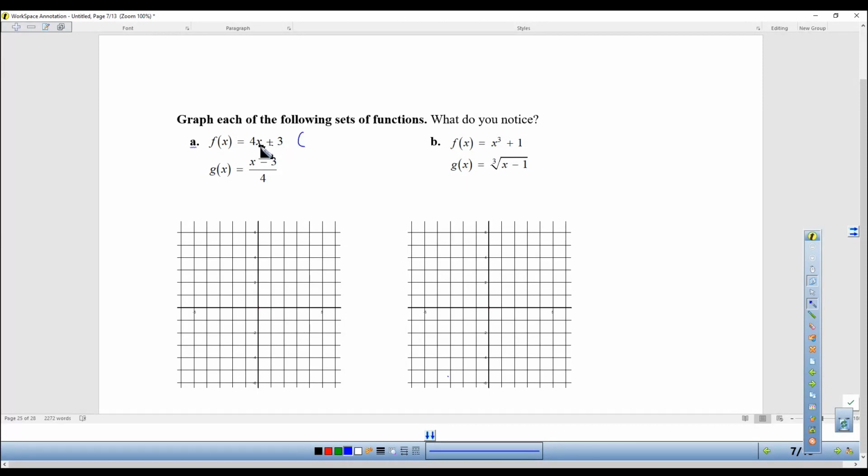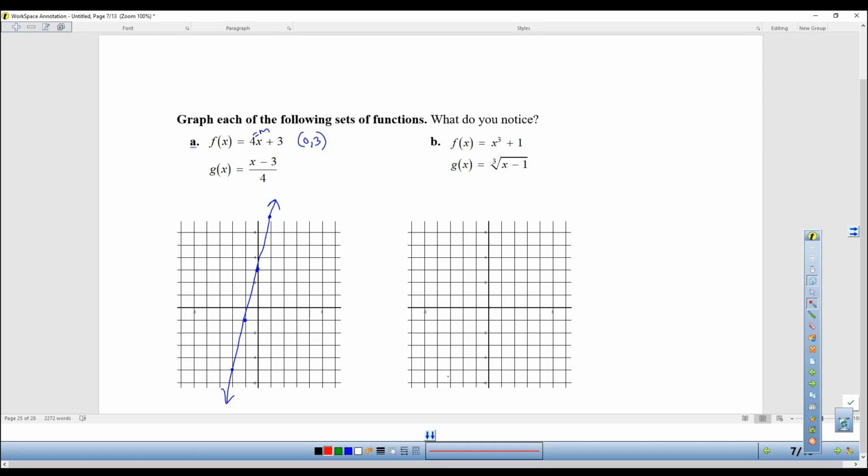So this is a line. Its y-intercept when x is 0 is 3, so I know it passes through the point (0, 3), and I know it has a slope of 4. 1, 2, 3. Ooh, I can't quite make that, so I'm going to go down 1, 2, 3, 4, and back 1. 1, 2, 3, 4, and back 1. And that is what that one looks like.